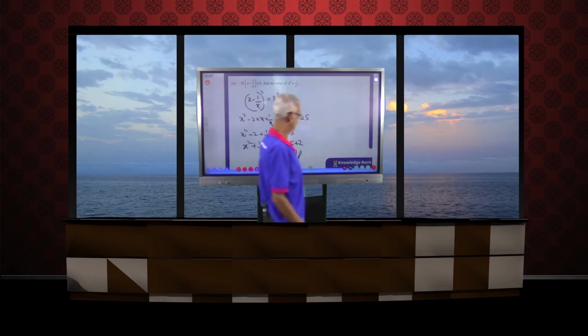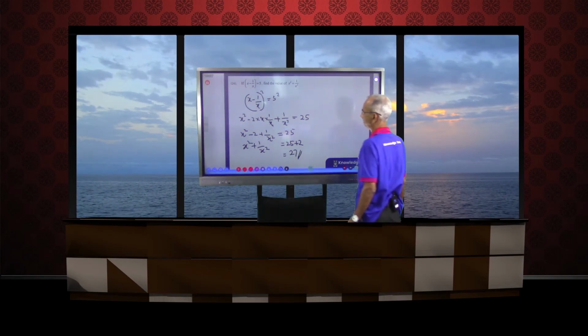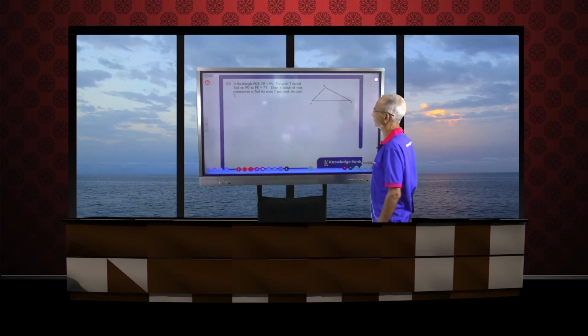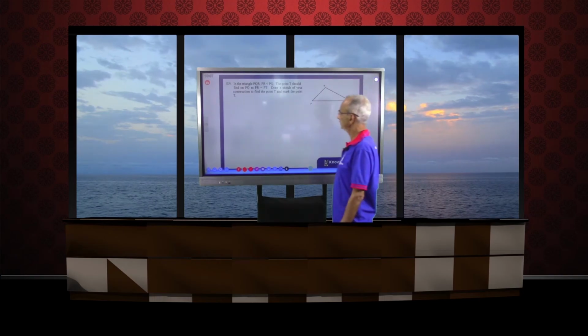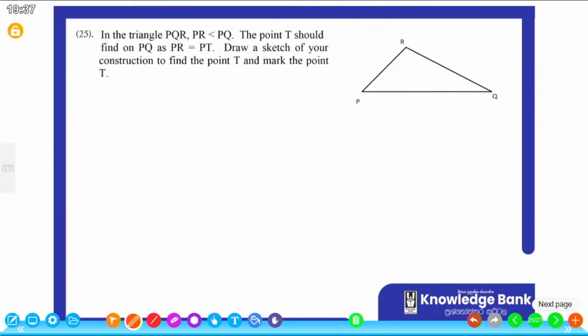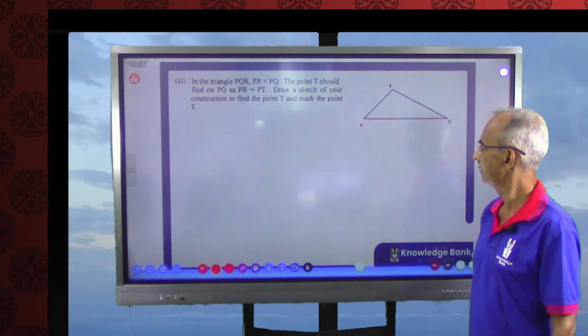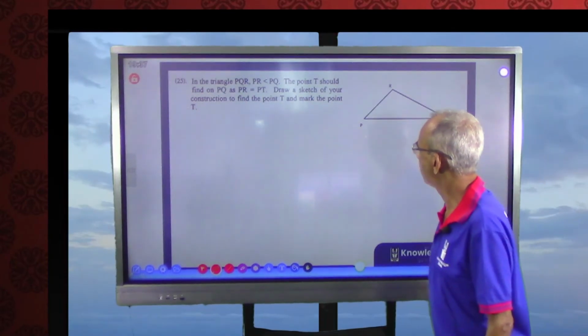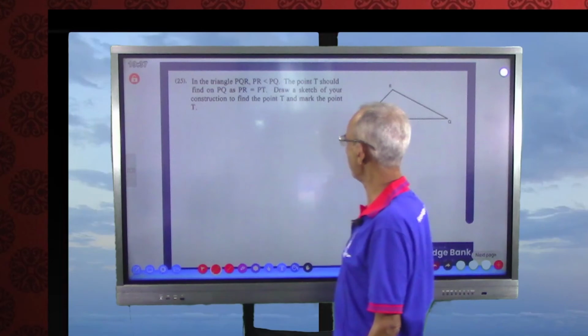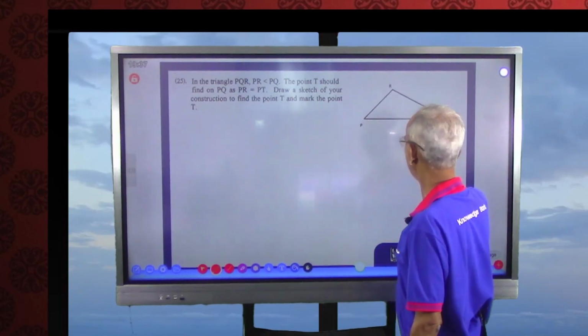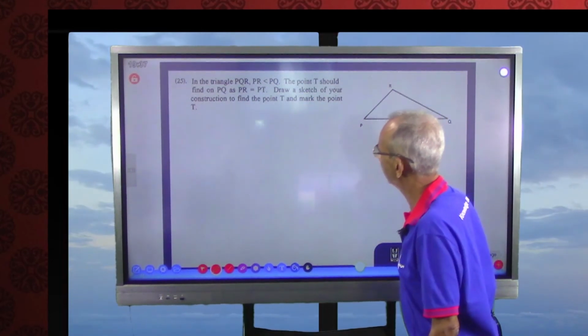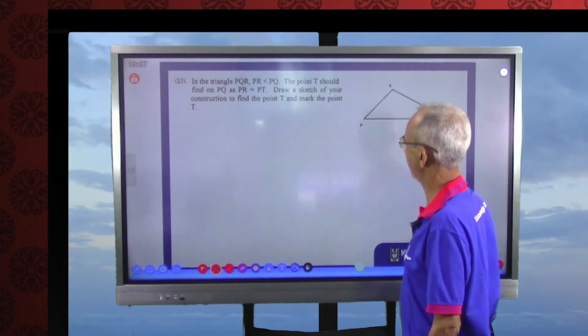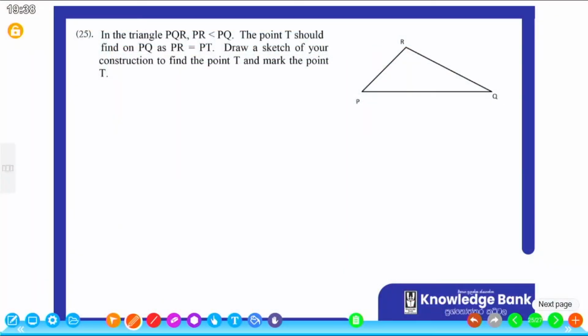Then let's go to the last question of part A, that is the 25th one. In the triangle PQR, PR is less than PQ. That means this length PR is less than the length PQ. Then the point T should be found on PQ, such that PR is equal to PT. PR should be equal to PT.